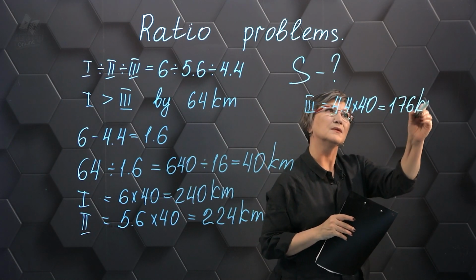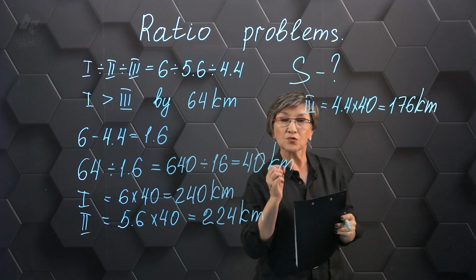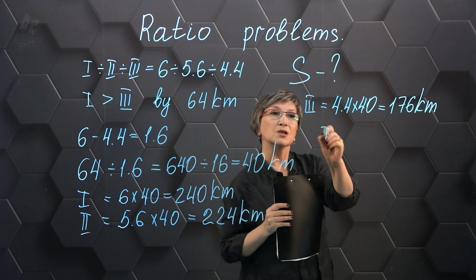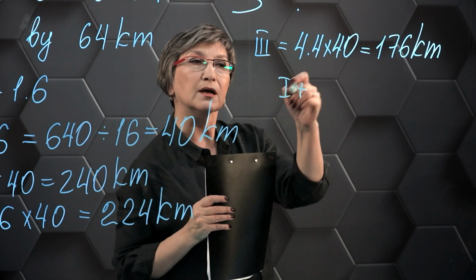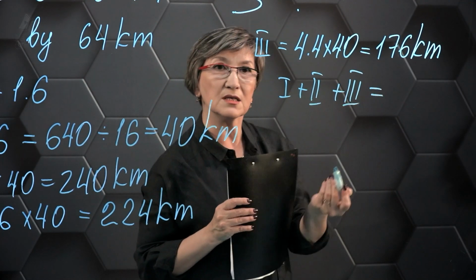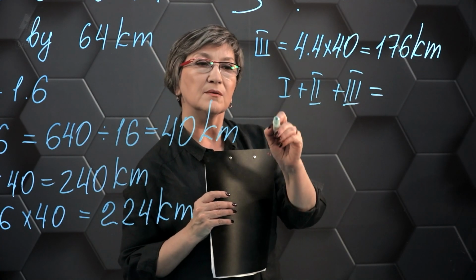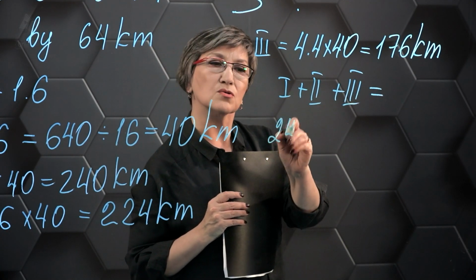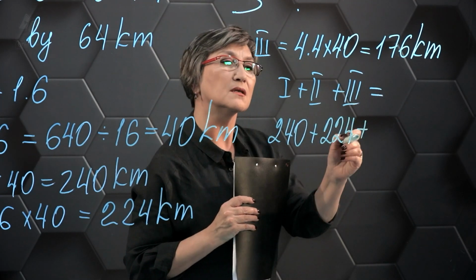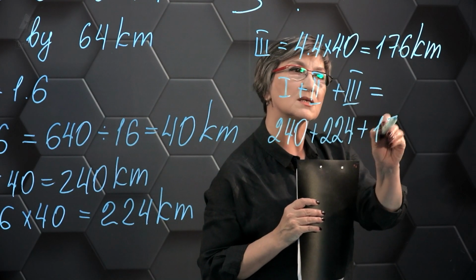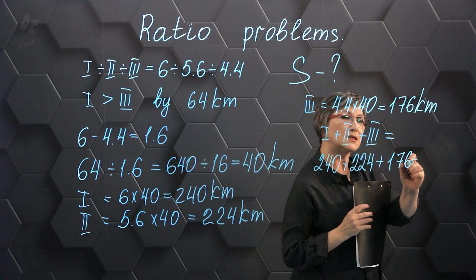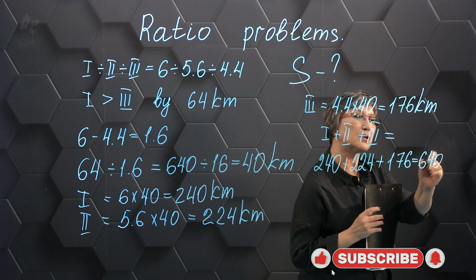176 kilometers. In order to find out how much distance they traveled in 3 days, we need to add the distance they traveled on the first day, add the distance they traveled on the second day and the third day. Add up the distance on the first day, which is 240 kilometers, plus the 224 kilometers on the second day and the distance they traveled on the third day. As a result, they traveled 640 kilometers in 3 days.